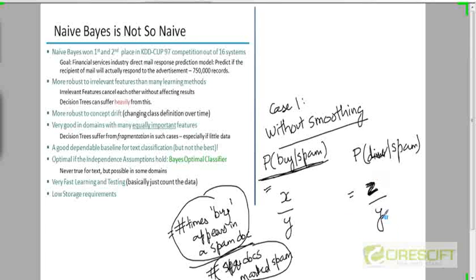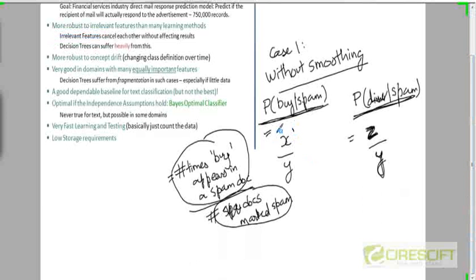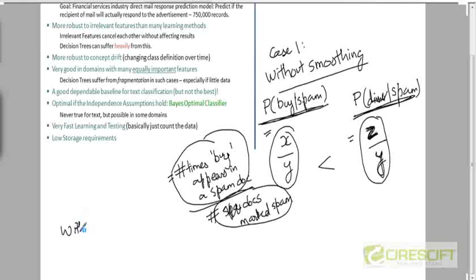But what I'm saying is that the denominator will be the same even for the estimate here, because we're looking at the same class. So the denominator will have to be y. So let's say that without smoothing, without loss of generality, suppose this is less than this. That means x is less than z.